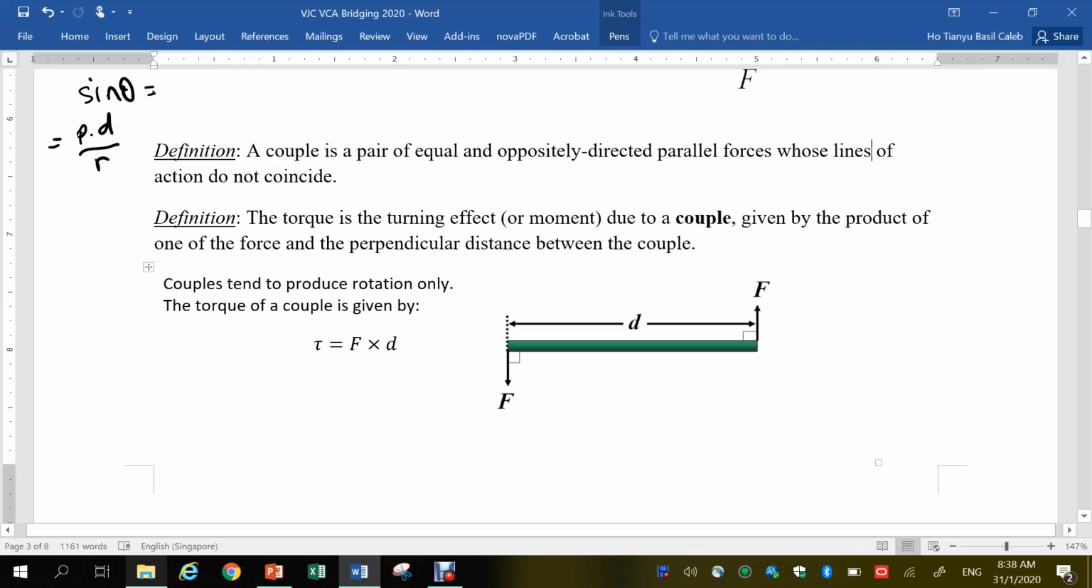And for a couple, there's a special name for the moment produced. It's called a torque. T-O-R-Q-U-E. The torque is a turning effect due to a couple, given by the product of one of the forces and the perpendicular distance between the couple. So again, you just take one of the forces multiplied by perpendicular distance, you get the turning effect.